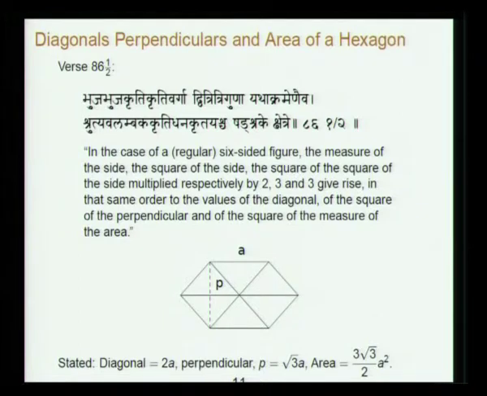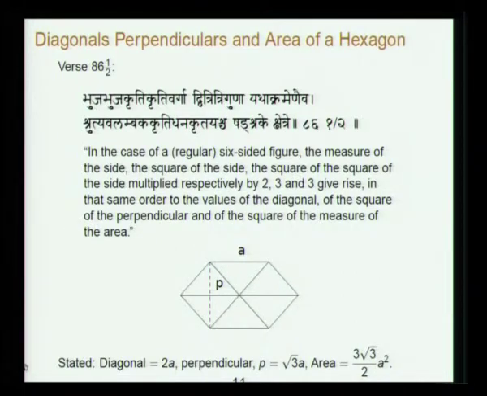Then the diagonals, perpendiculars and area of a hexagon. He gives it in the next verse. Bhuja bhuja kruti kruti varga with tritiguna yatha kramenaiva shutya avalambaka kruti dhana krutayascha shatsake kshetre. So in the case of a regular six-sided figure, the measure of the side, the square of the side, and the square of the square of the side multiplied respectively by 2, 3 and 3 give rise in the same order to the values of the diagonal, the square of the perpendicular and the square of the measure of the area. So that is what he is saying.